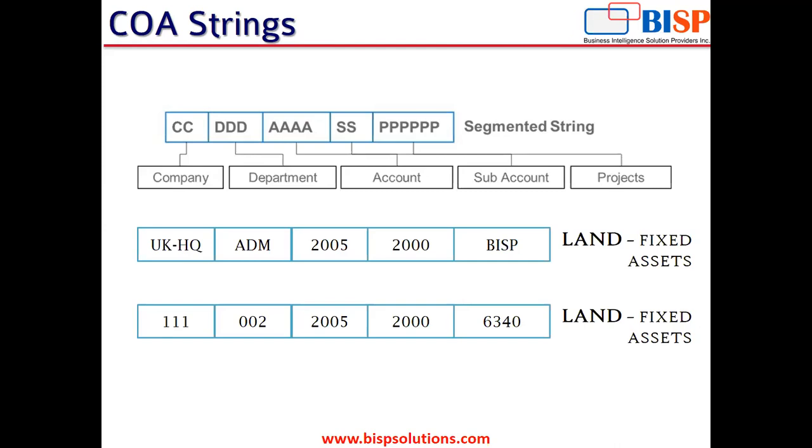If I am using all numbers rather than alphanumeric, I can have the company or subsidiary number 111, department number 002, again the account number, the sub account number, and the project or cost center or department or business unit, whatever you would like to put. The fifth or sixth, as many segments as you want, you can put. So this is how a unique number is given to each and every account present in the chart of accounts, usually in most entities and ERP systems.